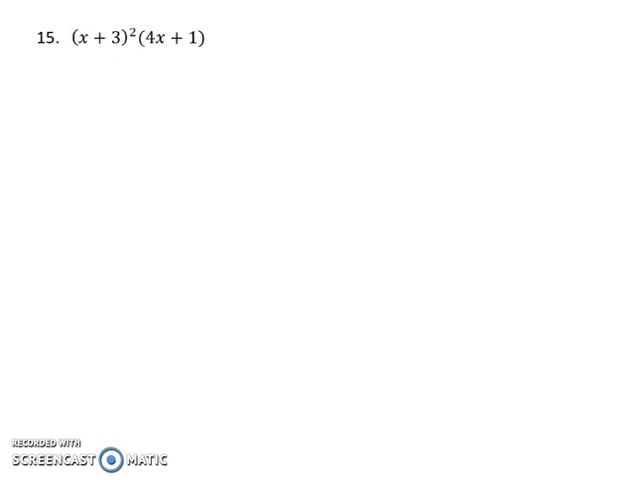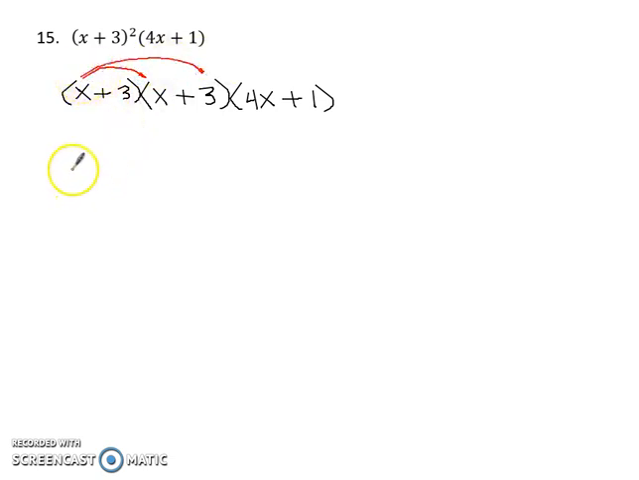On this one here, we have to multiply x plus 3 to the second times 4x plus 1. What this means is we have to start off by expanding and multiplying. We have to expand x plus 3 times x plus 3. The power of 2 tells us that we have to multiply x plus 3 times x plus 3. And so we're going to multiply these binomials to start.